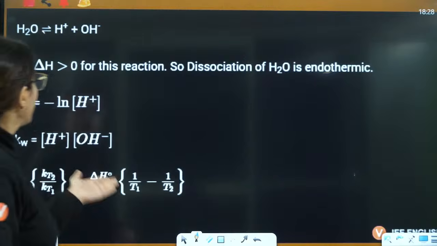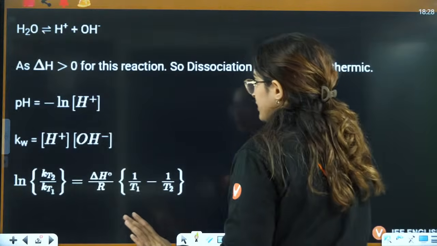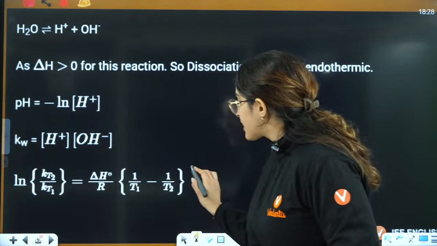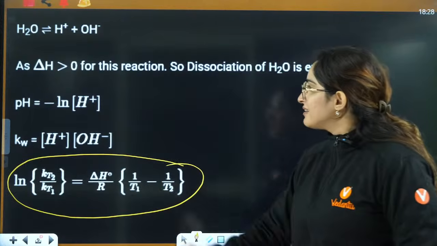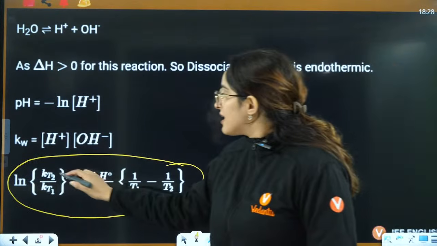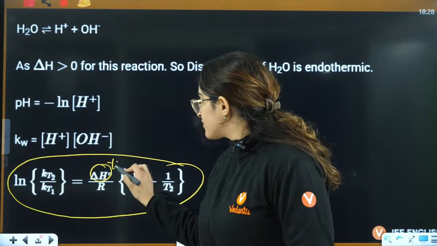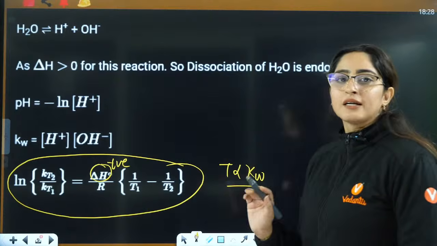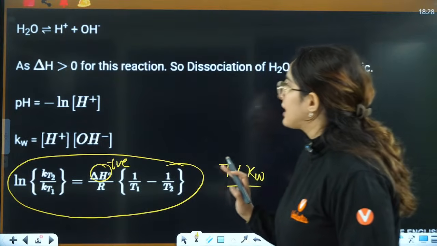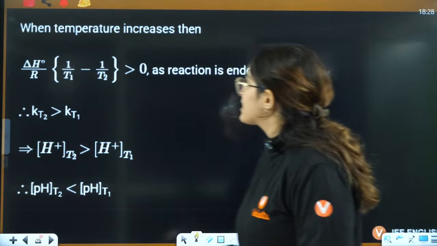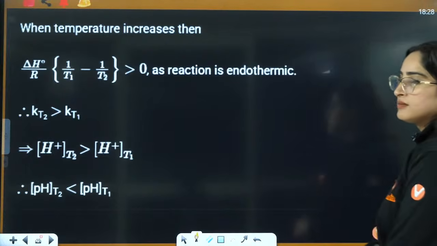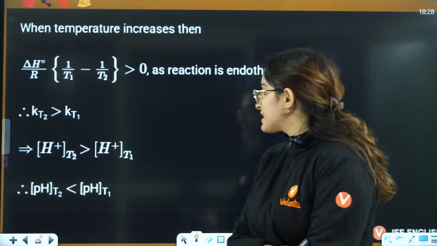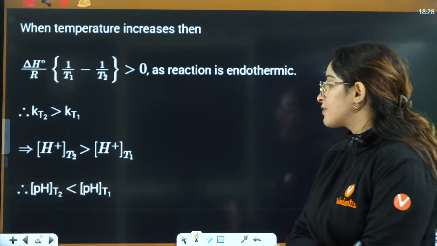We did all of this in the previous class. This is the Clausius-Clapeyron equation, and in this equation, if delta H is positive, that is how temperature and Kw are directly proportional to each other, right? So delta H is definitely positive here. Okay, right, everybody, tell me.